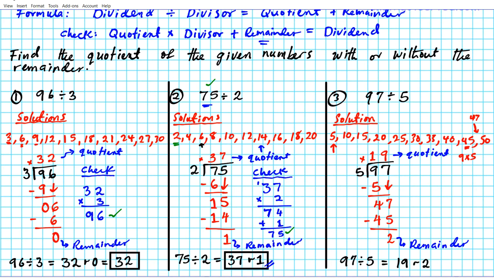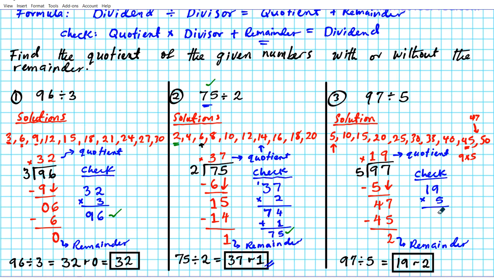Now let's go ahead and check to make sure that our answer is correct. How do we check? You just take your quotient, multiply it by the divisor, and add your remainder if there is any. So our quotient is 19. Multiply that by the divisor. What were we dividing by in this problem? We're dividing by 5, so we're now going to multiply by that. Remember, the inverse operation of division is multiplication.